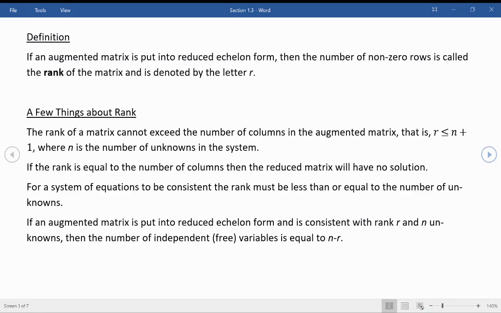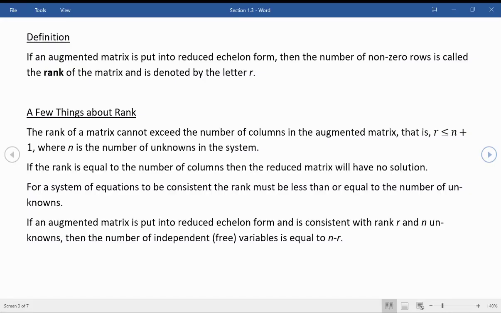That is, that the rank cannot be bigger than or equal to n plus 1, where n is the number of unknowns in the system. And what this tells us in more practical terms is that when we reduce a given matrix to echelon form, if the number of rows exceeds the number of columns, we will have some rows of all zeros at the bottom. That's about the best we can get from that.